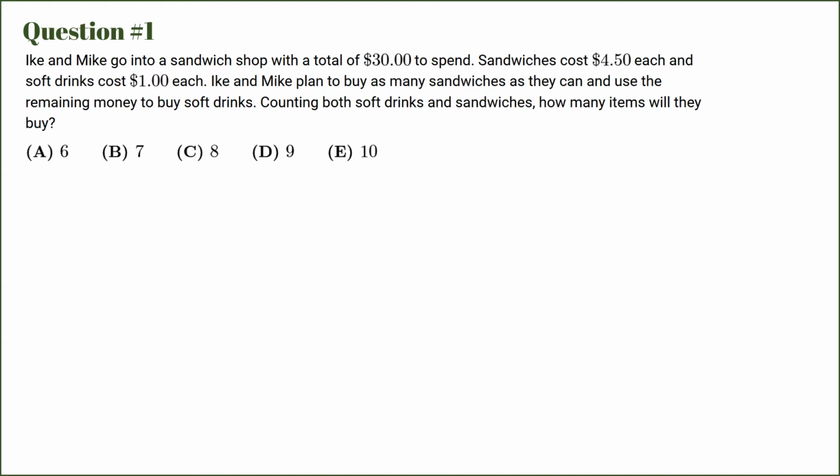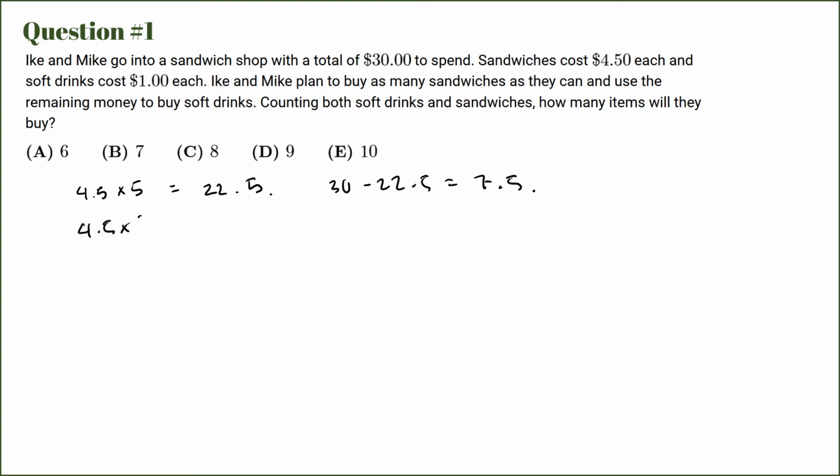Okay, well let's see how much it will cost if they buy 5 sandwiches. So that would be 4.5 times 5, that would equal $22.5. 30 minus 22.5 equals 7.5. They still have room for another sandwich, so let's try that.